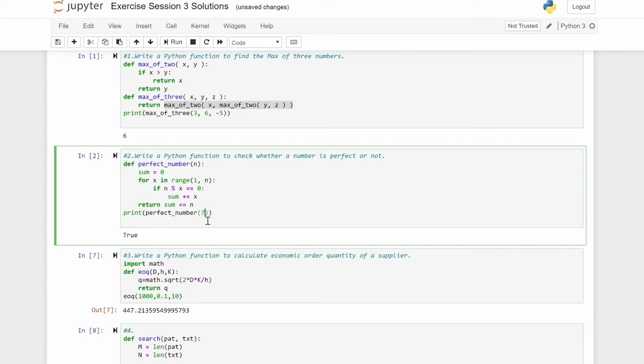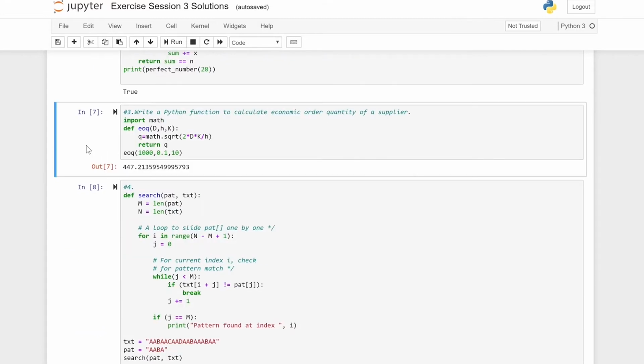Let's try with number 7, which is false, because 7 only has one factor, which is 1, and it's not equal to 7. But when we check 28, it's true. The sum of the factors of 28 gives 28.